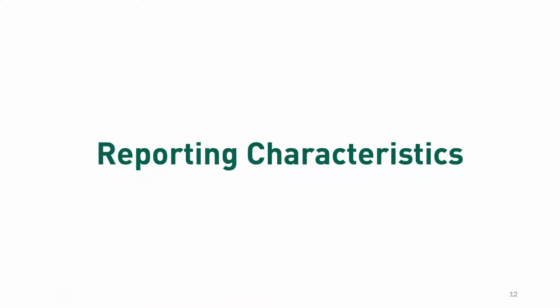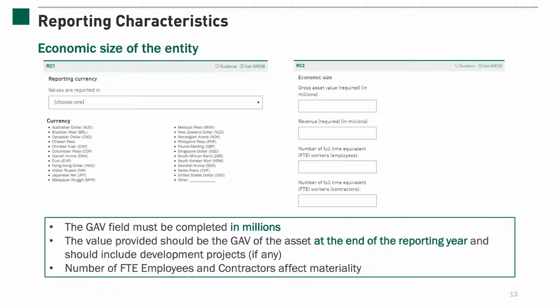Reporting characteristics describe the entity, define the reporting scope for the current reporting year, and determine the structure of the assessment submission. The reporting currency is stated in Indicator RC1 and must be used consistently throughout the assessment. In RC2, participants specify the entity's economic size in terms of gross asset value, revenue, and number of full-time equivalent employees as well as contractors. The monetary values must be completed in millions for this indicator.